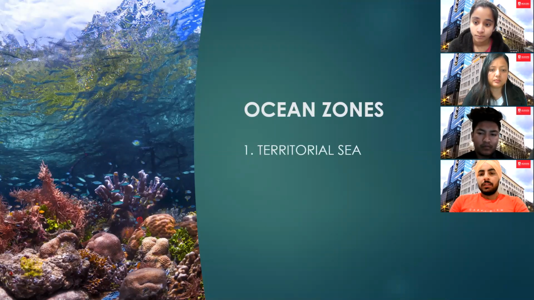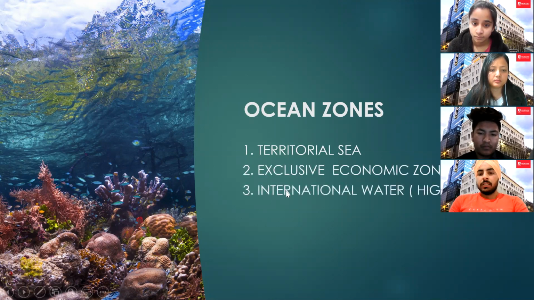And there are three different types of ocean zones. First one is the territorial sea. Second one is the exclusive economic zone. And the third one is international waters, which is known as the high seas as well. So now I would like to call Saraswati so she can proceed with the further slides.